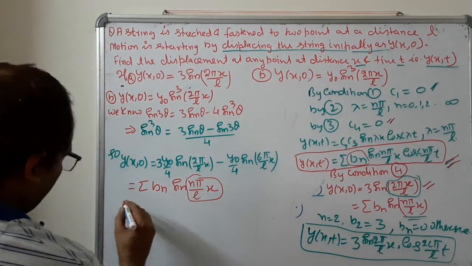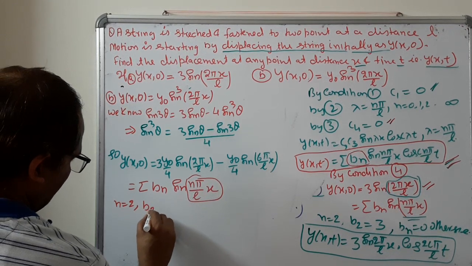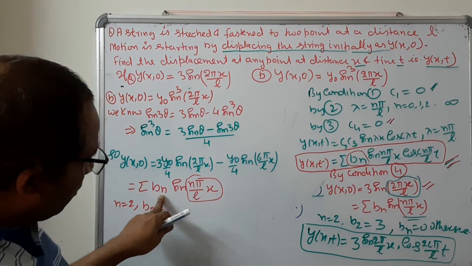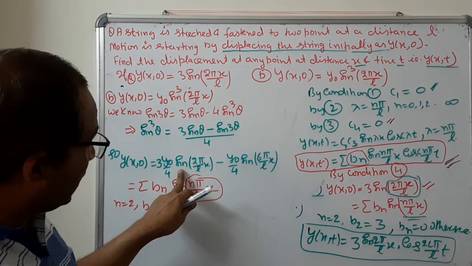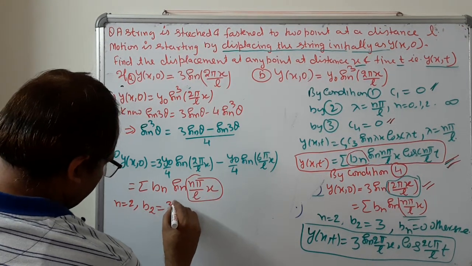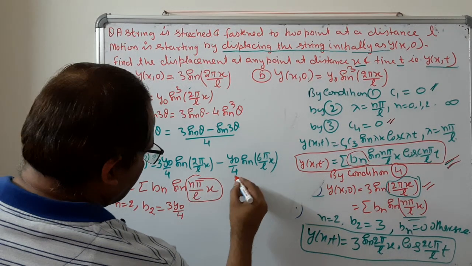So first write n equal to 2, that is B2. And this B2 should be equal to the coefficient of this term. And the coefficient of this term is 3 y0 upon 4. That is 3 y0 upon 4. And now comes this term.